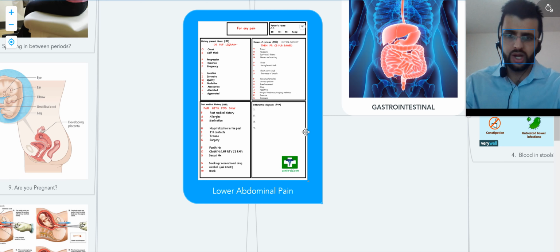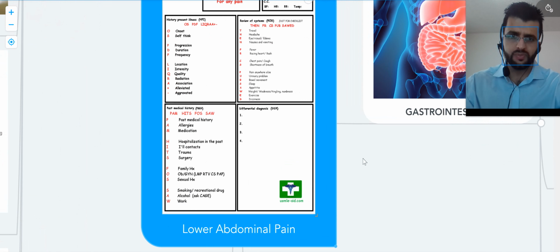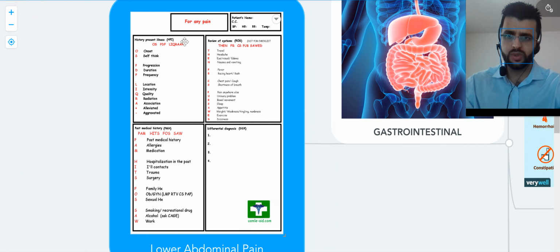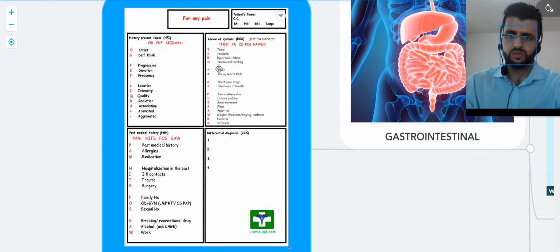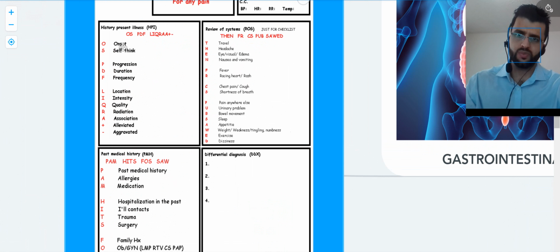Okay, let's start with the lower abdominal pain. How do we approach this case? A patient presents with lower abdominal pain. This is what we do. We get our paper, we split it in 4 sections. The first section we write OPDFLIQRA, OPDFLIQRA, plus minus, like this.